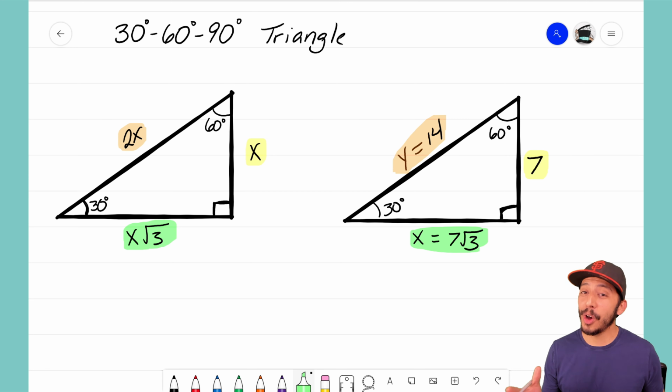Now again, you could always use sine, cosine, and tangent to solve for those sides, but it's truly not needed when you know this shortcut and you remember when and how to use it.